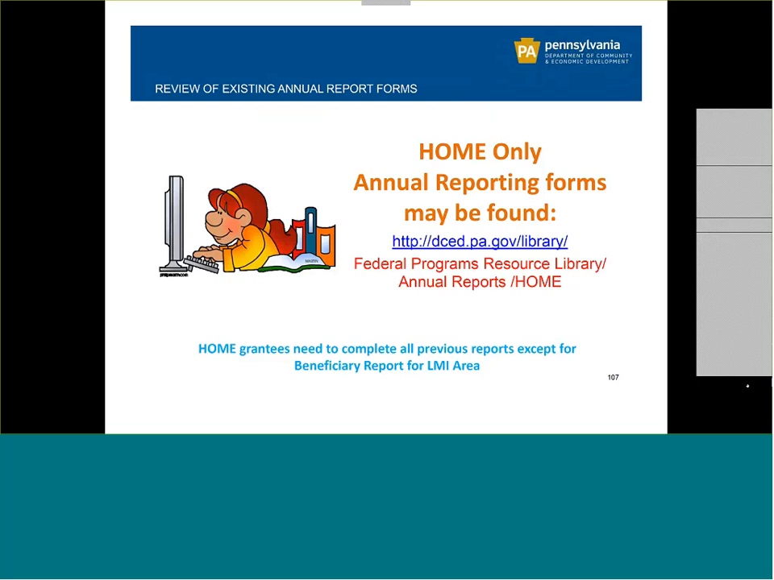Okay, so that's basically all of the forms that are necessary for CDBG and CDBG-DR people. The next section is on the HOME annual reports. We got a number of questions from people saying they couldn't find the HOME reports. You will not find it under All Programs. You need to go to the separate tab on the website marked HOME.